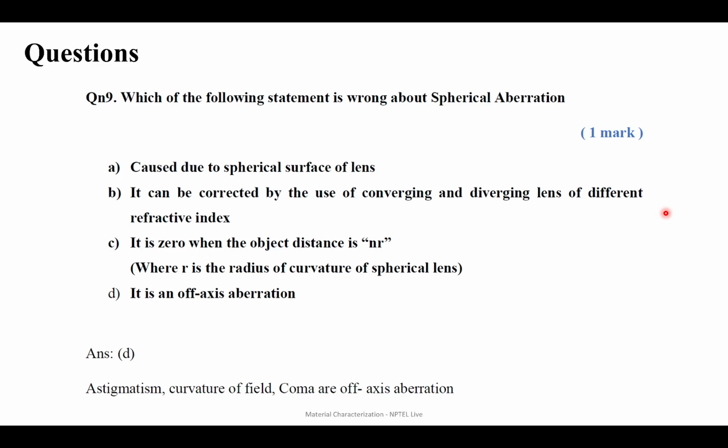That is correct. It is an off-axis aberration. So astigmatism, it is not an off-axis aberration. Astigmatism, curvature of field, and coma are off-axis aberrations. That is, these aberrations are not visible when the objective is directly on axis. They are only observed when the objective is not on the axis. But spherical aberration is observed also on axis.